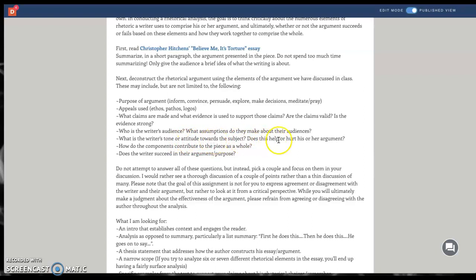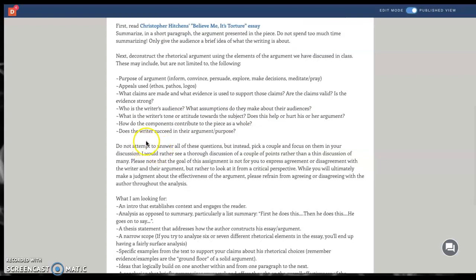What's their tone? Does this help or hurt his or her argument? How do the components contribute to the parts as whole? So is there an equal balance of these elements within there? Is there like more ethos and very little pathos, or vice versa? And how does it all work together? And finally, is the writer successful in their argument purpose as well?